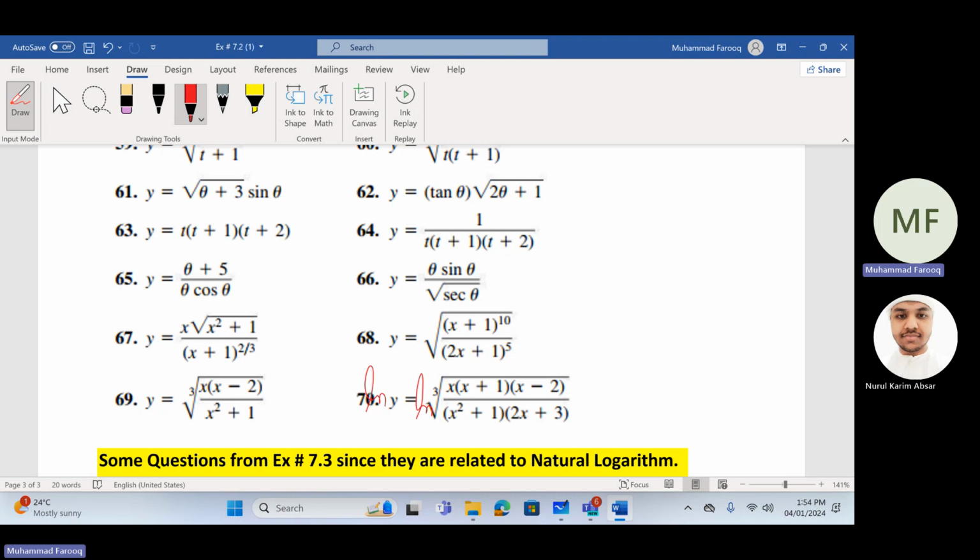1 by 3 is the power, so the argument has a power, so 1 by 3 comes before the ln. Then this argument has further properties. It has a product, so addition, and it has a quotient, so subtraction. So you can apply all the properties. Let's try. So how do you differentiate question 70? First of all, apply ln on both sides, so that we can simplify this first. Then we take the derivatives.